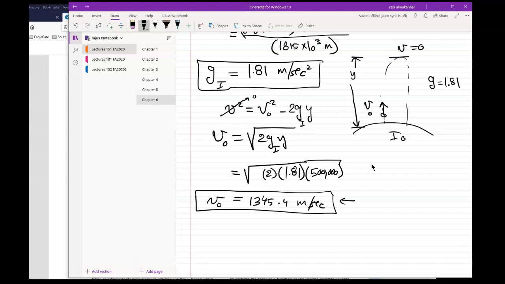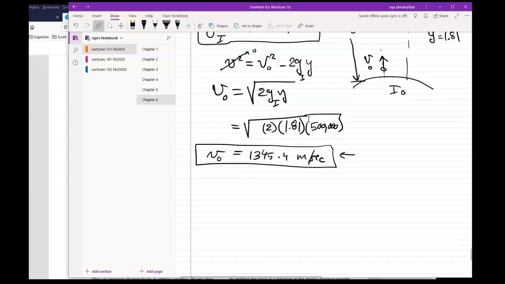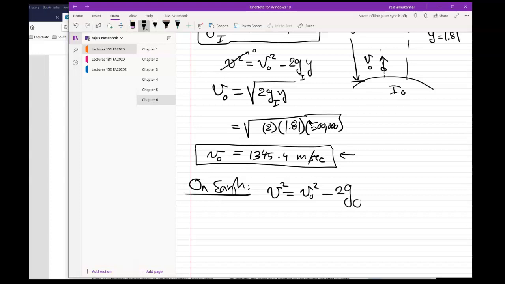Okay, now I go back. He said, how high will it go on Earth with the same speed? So I use the same free fall kinematics, but this time for Earth. So here is my free fall kinematics, 2G on Earth. I'm going to remind myself, put that there for Earth. And of course, it's going to reach 0 speed at the maximum height. And this time I'm solving for Y. Do the algebra, you're going to get this. Plug it in.